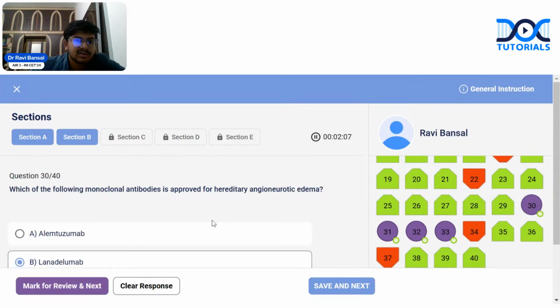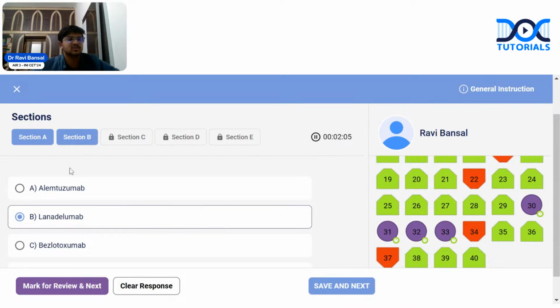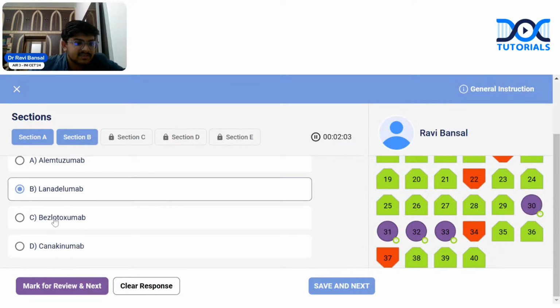Which of the following monoclonal antibodies is approved for angioedema? So C cannot be. We were confused between B and D. Honestly, I remember canakinumab was in psoriasis, and lanadelumab, I do not remember, but this thing I remember was in psoriasis. So A, C, and D options I have ruled out. I think it's B, so I will save it.